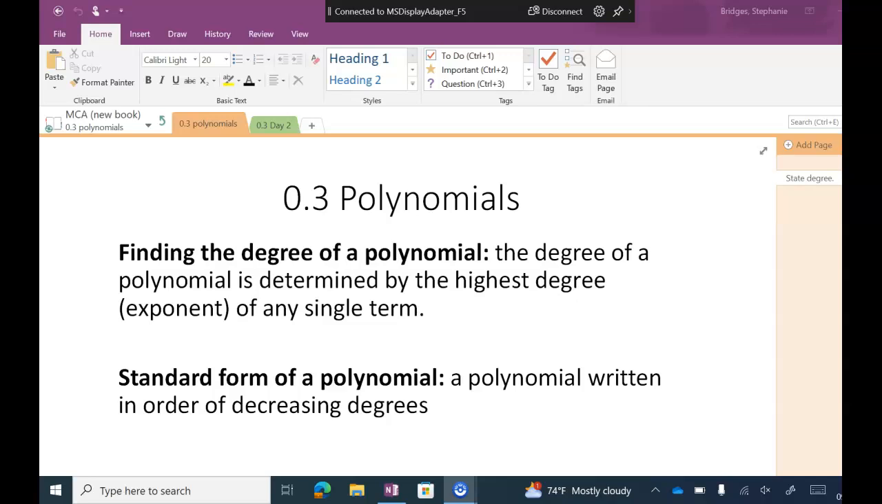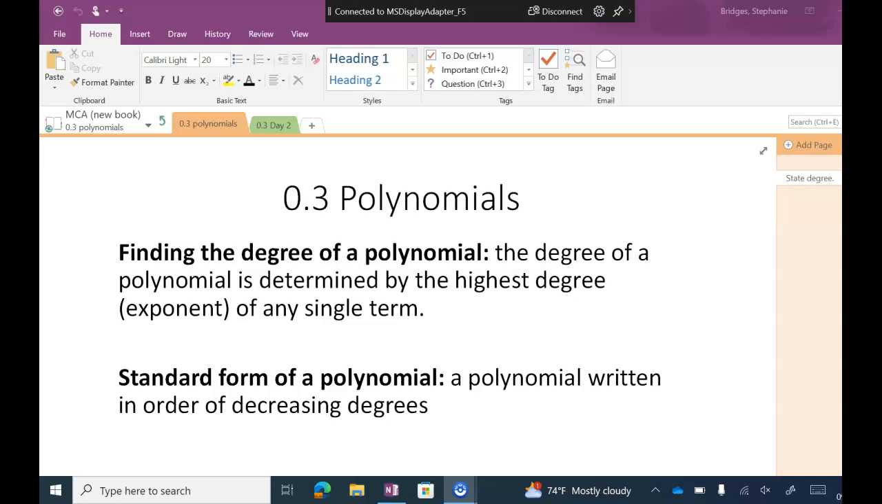So first of all, to find the degree of a polynomial, remember a polynomial is just a set of terms. It could be one term, it could be 10 terms, okay? A polynomial is the specific name for any group of terms. But to find the degree of a polynomial, it is determined by the highest degree, which is the exponent of any single term. So if you have 5 terms and one of them has an exponent of 6, then the degree is going to be 6 if that's the highest one.